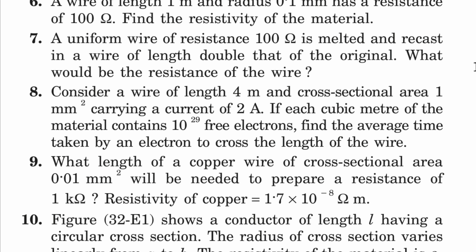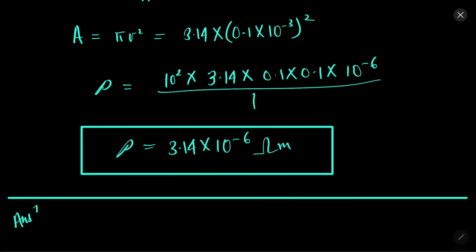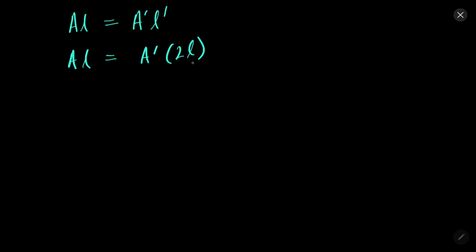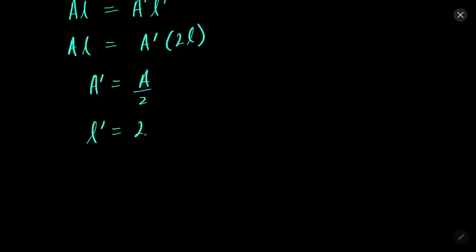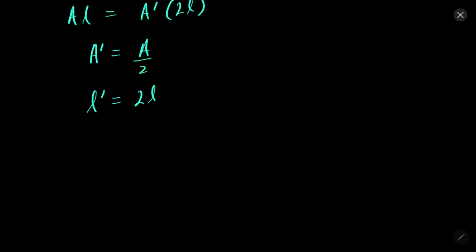In the 7th question, a uniform wire of resistance 100 ohm is melted and recast into a wire of length double that of the original. So what would be the resistance of the wire? So this is the 7th one. The new length is twice the original length. Now as the volume remains the same, area into length equals new area A dash into new length L dash. So from this, the new area A dash will be A over 2.